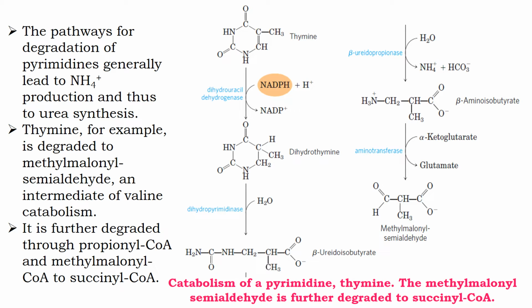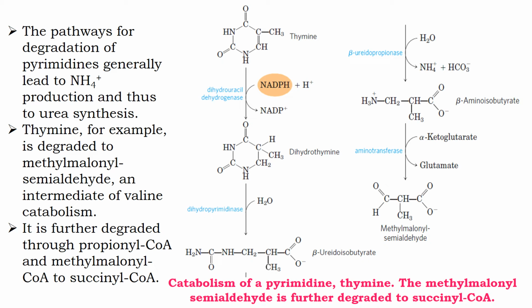Next, moving further, these pathways for the degradation of pyrimidines generally lead to ammonium ion production and thus urea synthesis. So we know that from ammonia we can synthesize urea by the urea cycle. Now thymine, for example, is degraded to methylmalonyl semialdehyde, which is an intermediate of valine catabolism. Even valine also has this intermediate. Now it is further degraded through propionyl CoA and methylmalonyl CoA to succinyl CoA. This succinyl CoA can enter the Krebs cycle.